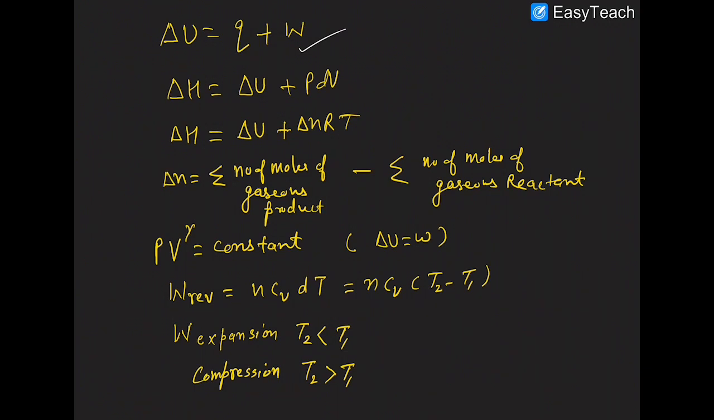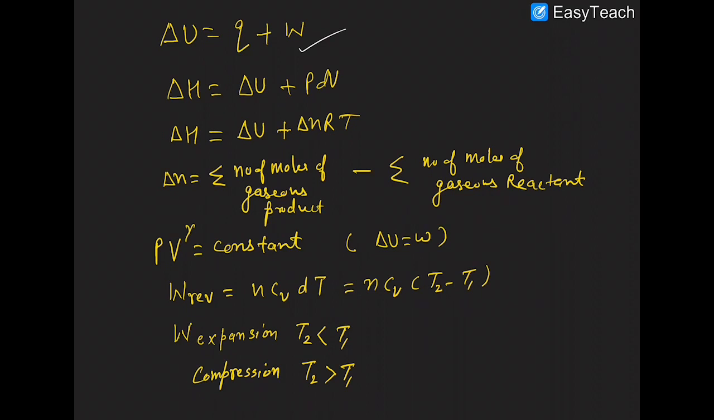Delta U is called change in internal energy. As in the previous class we have discussed, change in internal energy can be measured, but change in enthalpy cannot be. So absolute value of internal energy cannot be determined, but change in internal energy can be determined.